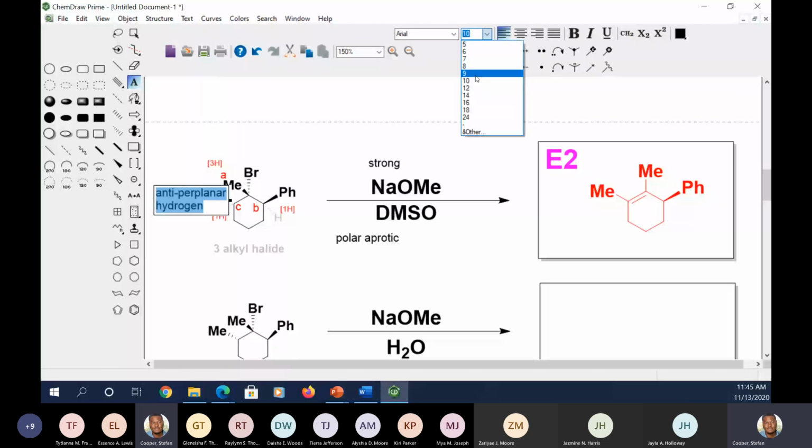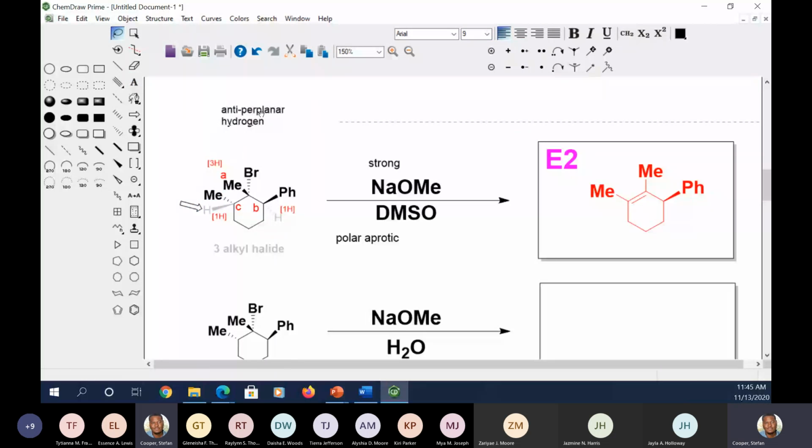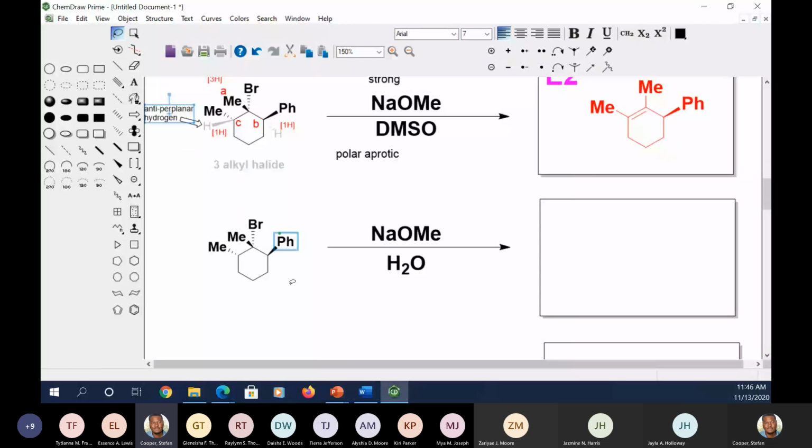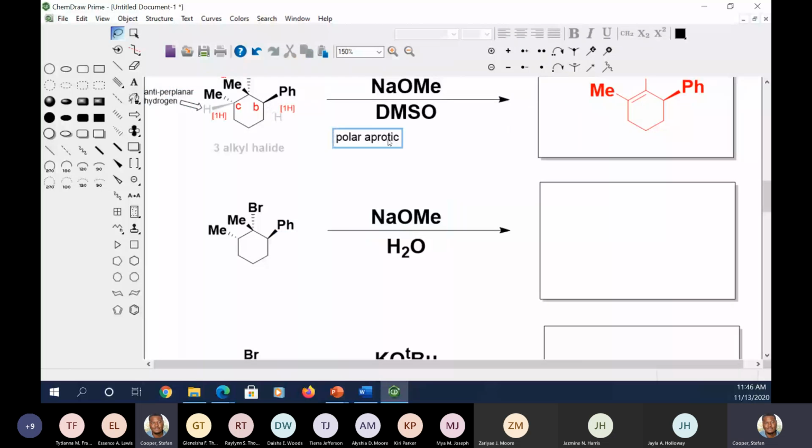Good. Let's look at the next case here. Can anybody help me out here? What type of solvent do I have? What type of alkyl halide? We already established it as tertiary.